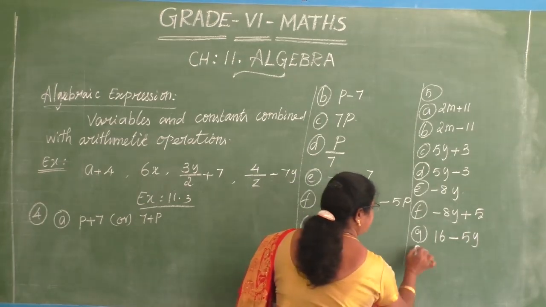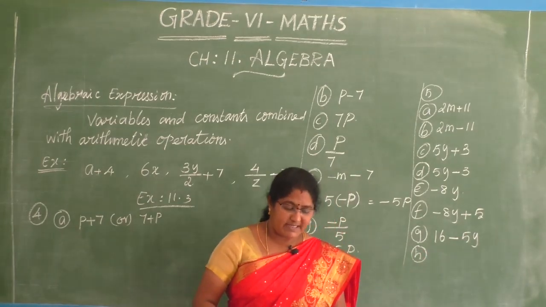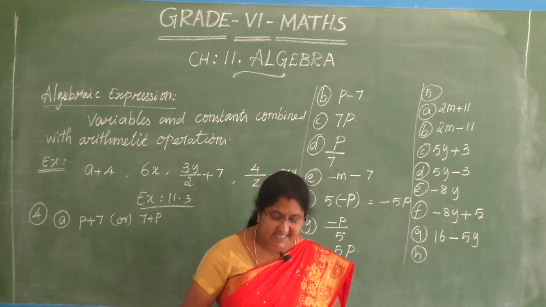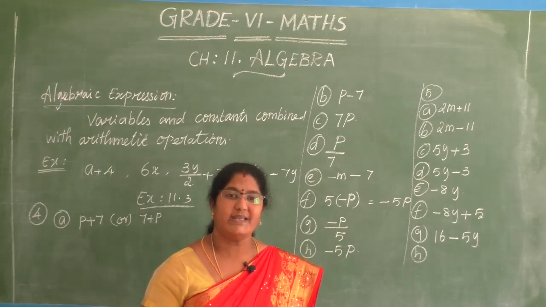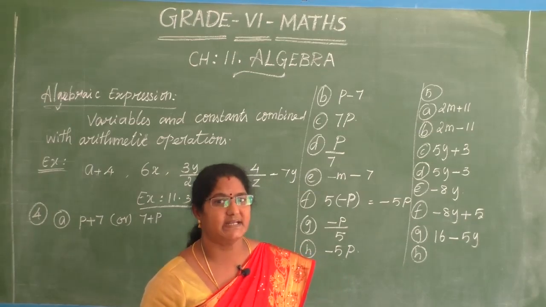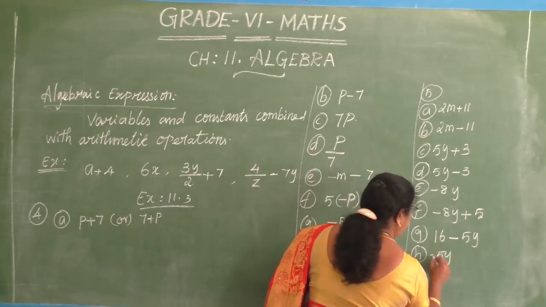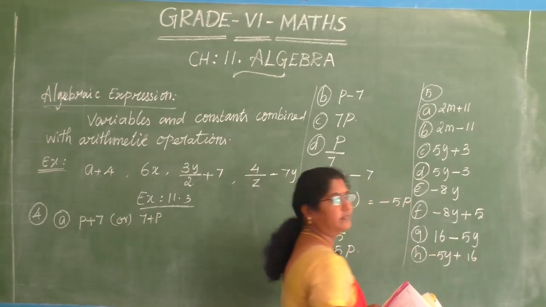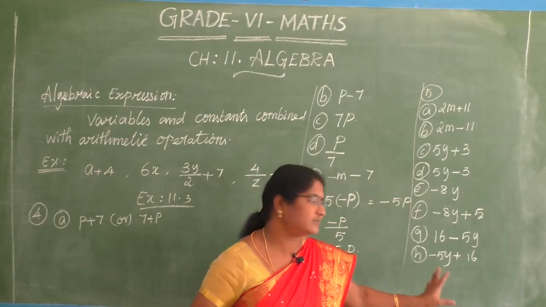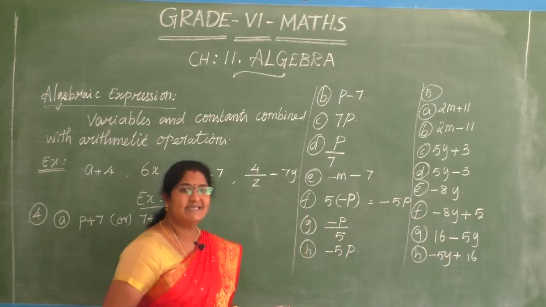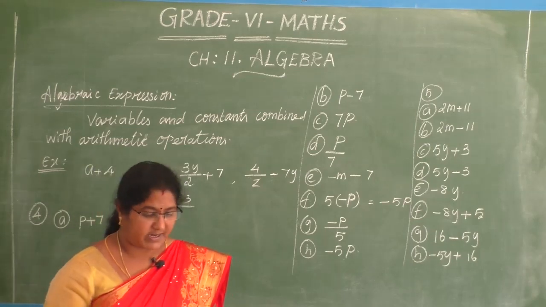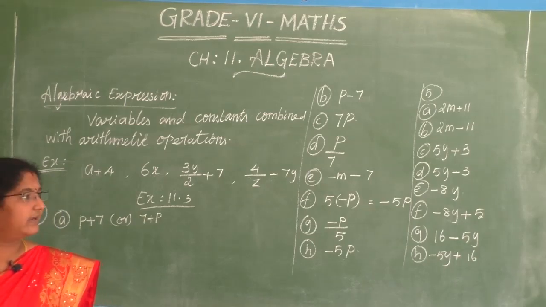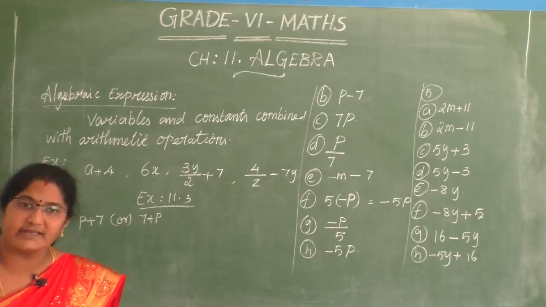H question, the last one, H. Y is multiplied by -5 and the result is added to 16. So y is multiplied by -5. What is that answer? -5y. And the result is added to 16. Okay, this 16 we can write before or after, so this is okay. -5y plus 16. Understand? So write down all this in a book itself. There is a space in the book, you can write, read the terms and write. Do you understand all this?